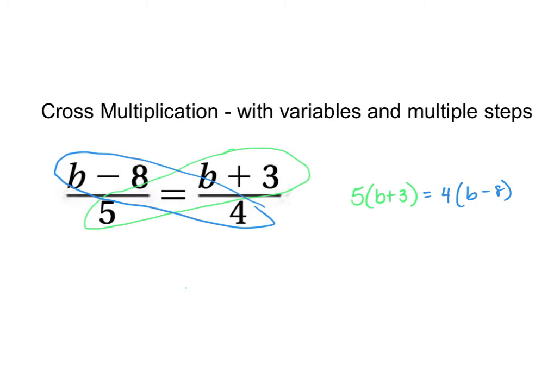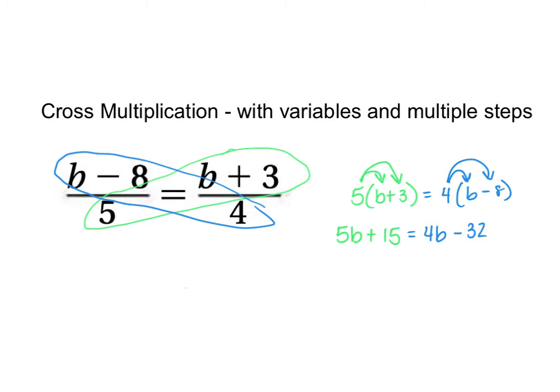So now we distribute the 5 to the b, and we distribute the 5 to the 3. We get 5b plus 15 equals, the 4 gets distributed to the b, and the 4 gets distributed to the minus 8. 4b minus 32.